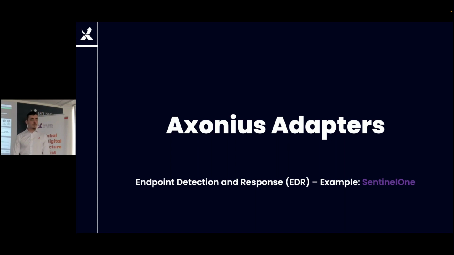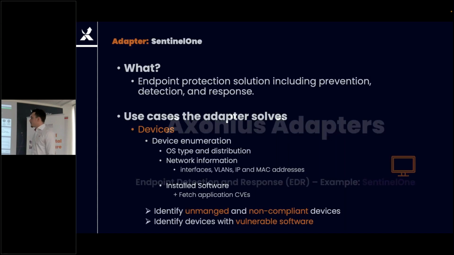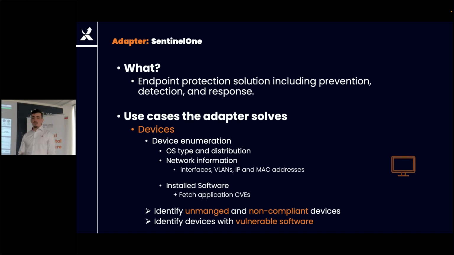Okay, the next adapter I want to integrate here is an example of an EDR solution, SentinelOne. By integrating SentinelOne, you will have some detailed visibility on what's going on on your endpoint, such as network information, but also a list of installed software and applications. What's pretty nice here, if you integrate with SentinelOne, is that you have the option to directly fetch application CVEs from SentinelOne into Axonius.